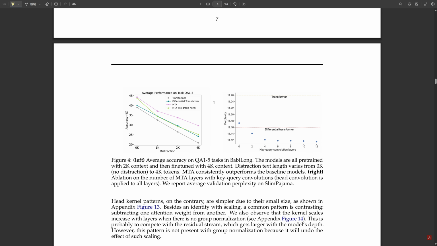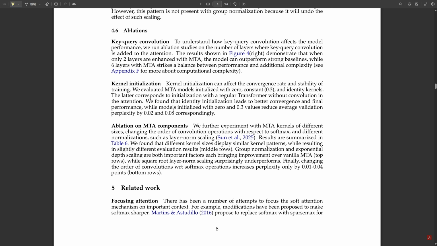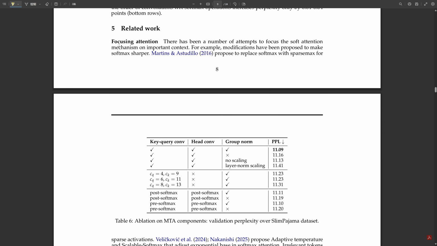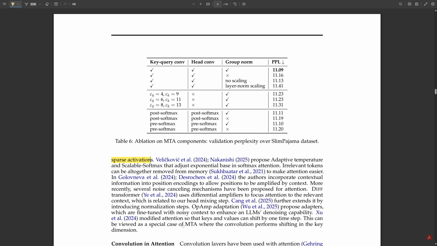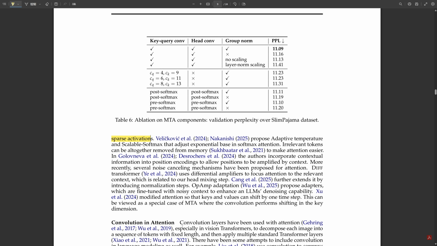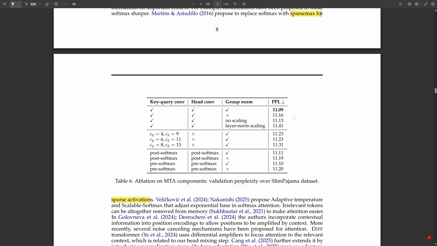Yeah. Now, how does MTA fit in with other academic work on attention mechanisms? They talk about that in the paper. Yeah, they connect it to two main areas of research. One is about making attention more selective and efficient. Okay. They call it focusing attention. Right, getting rid of the noise. Yeah. Things like sparsemax, adaptive softmax temperature, and memory mechanisms fall into this category. Mm-hmm. And MTA, in a way, does something similar, like the differential transformer, but it's using this new convolutional approach applied to the attention itself. So it's a different tool for the same job.